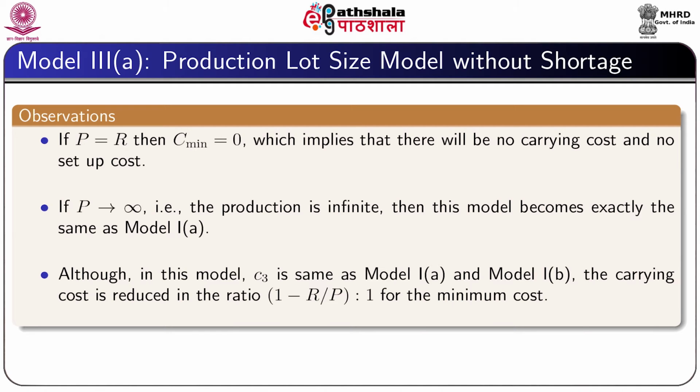There are some observations. We see that if P equals R, then C minimum equals 0. This means that there will be no carrying cost and no setup cost. If you take P tends to infinity, that is, the production rate is infinite, in this case the model becomes exactly the same as model 1A. Although in this model C3 is the same as in model 1A and model 1B, the carrying cost is reduced in the ratio (1 minus R by P) to 1 for the minimum cost.